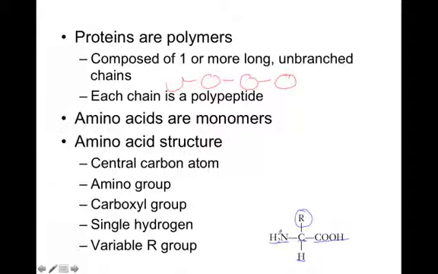You should be able to draw an amino acid just as simply as this. We can draw the central carbon. We can have an H group. We can have our carboxyl group. We can have our amino group, and then the R group. So go ahead and diagram an amino acid for yourself now.